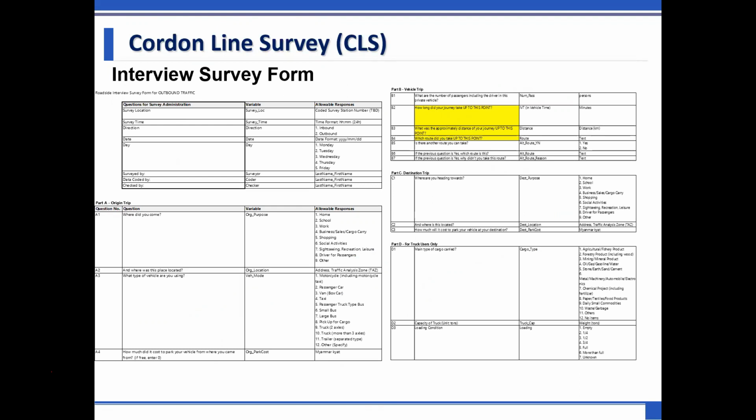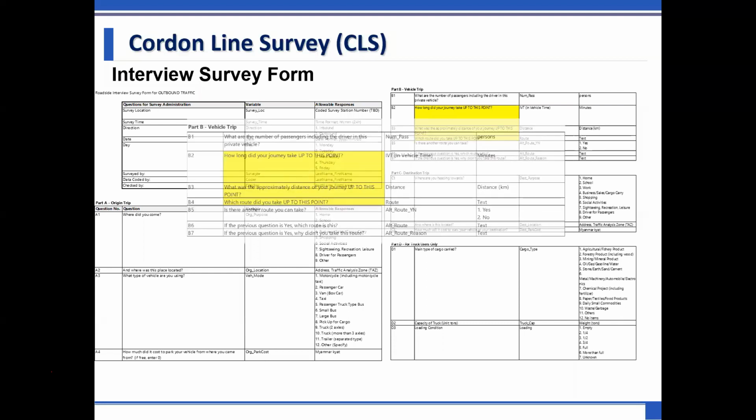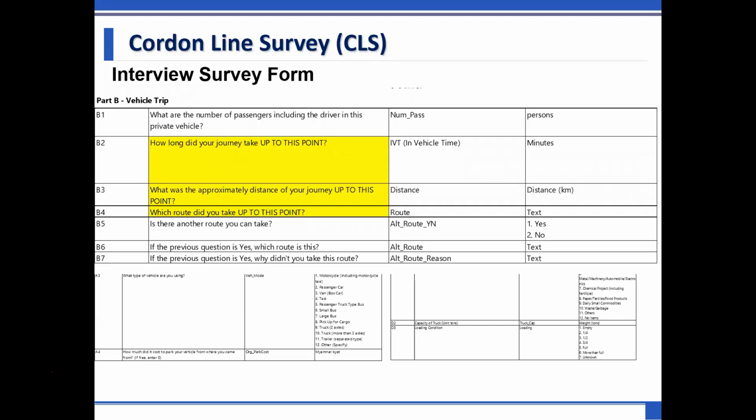Okay. Thank you. Then go back to the survey form of the interview survey. Please check B4. Which route did you take up to the point? If we find some trips where the origin and destination pattern seems strange for a foreigner, we could check the travel path carefully, and the data will be utilized to modify the expansion factors as I explained.